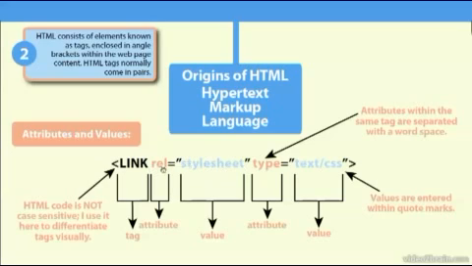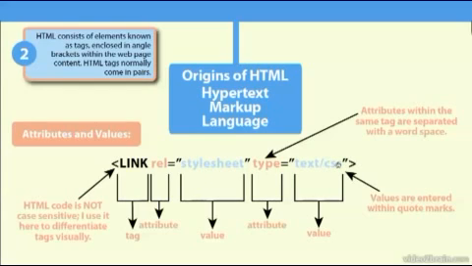I like to think of the attribute as maybe a question, and then the value is the answer to that question. For example, in this particular case, the link element, type is the question: what type of link is it? And the answer is it's a CSS file. That's kind of how I like to think about it.